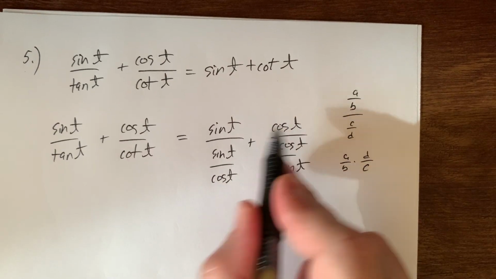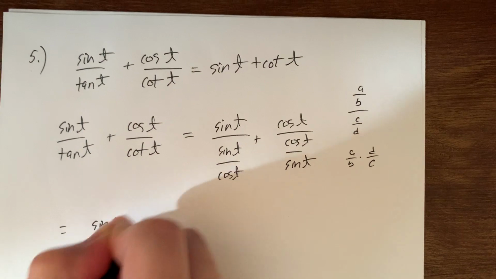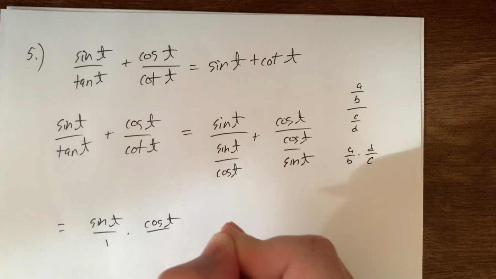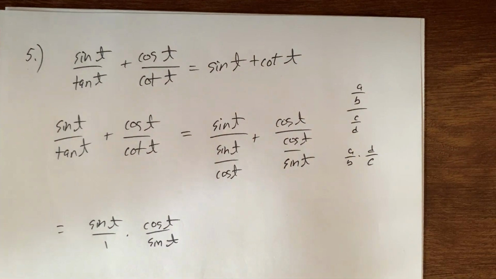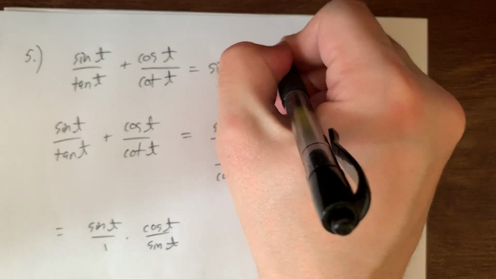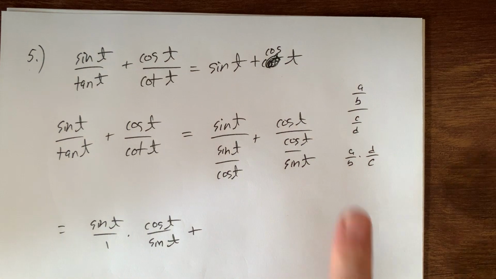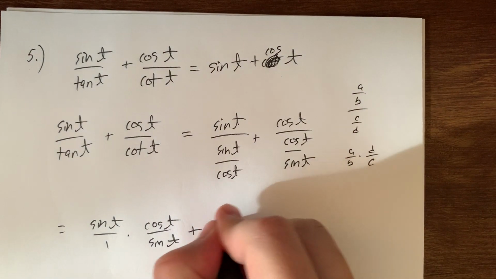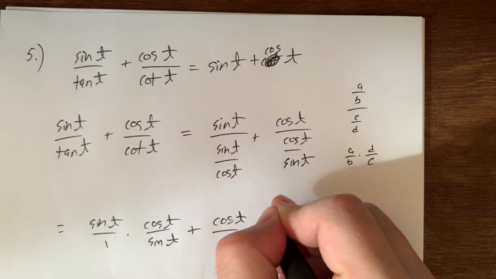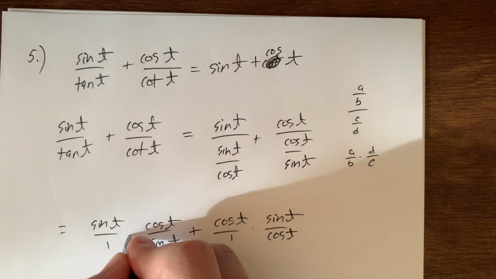Realize both of these, sine over 1, that's your a over b. So I get sine over 1 times cosine over sine. Oh, I'm so sorry, everybody. I miscopied. This is cosine t at the top. Sine t plus cosine t. Very similar over here. Cosine over 1, and then dividing by this, multiplied by the reciprocal.